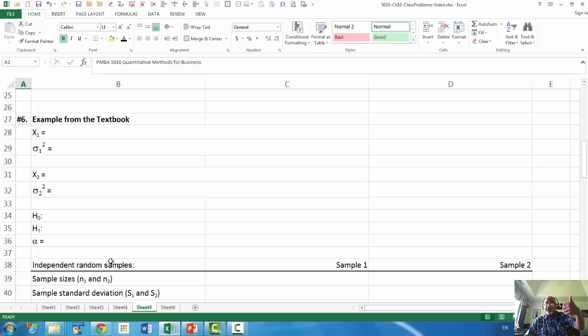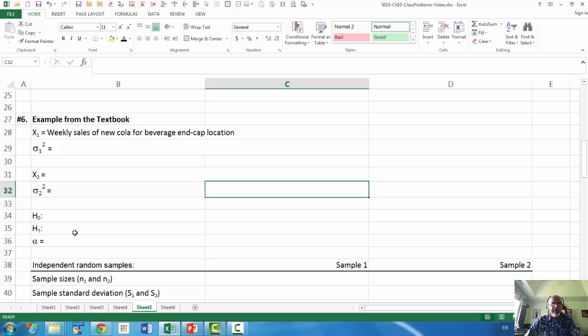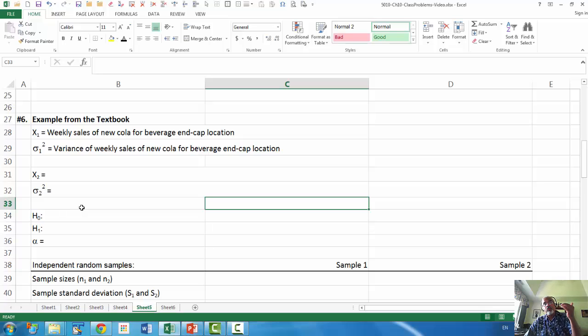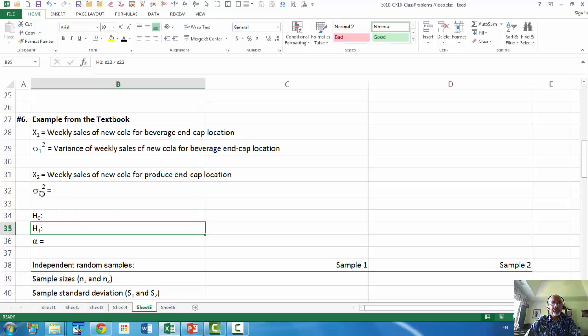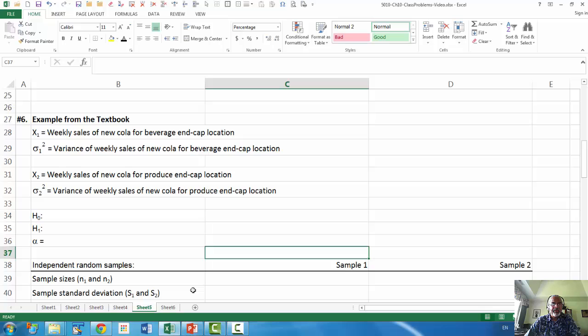So the first one is weekly sales. The first sample is weekly sales when we use the beverage aisle as the placement location. So weekly sales with beverage, and sigma squared sub 1 then is the population variance of weekly sales with beverage aisle as our location. Sample 2 is the same with produce aisle as the location, and sigma squared sub 2 is the variance for that location, and we want to test whether the two variances are equal or not. So the null is equal, and the alternative is they're not equal.